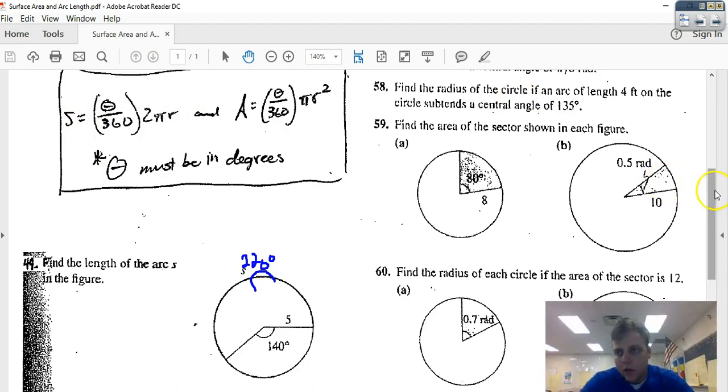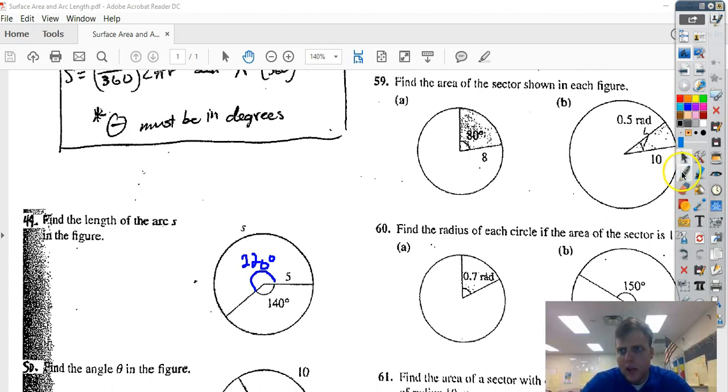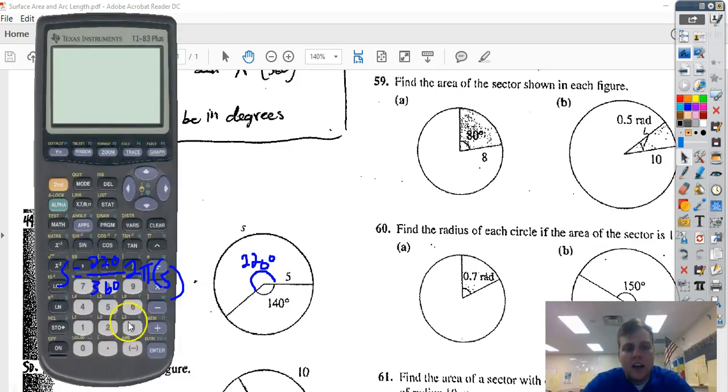Okay, so let's go make that magic happen. I can say that S is equal to theta over 360. So what's theta for this problem? 220 degrees. 220 degrees over 360 degrees times 2 pi times 5. And now you'll notice that this says S equals, so this problem starts off with S isolated. Therefore I can solve for S just by plugging the rest of this stuff into a calculator.